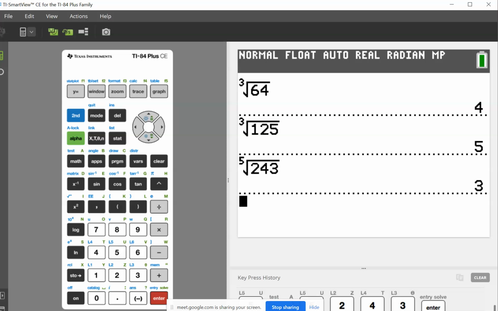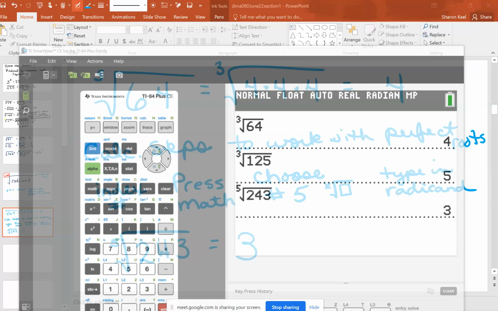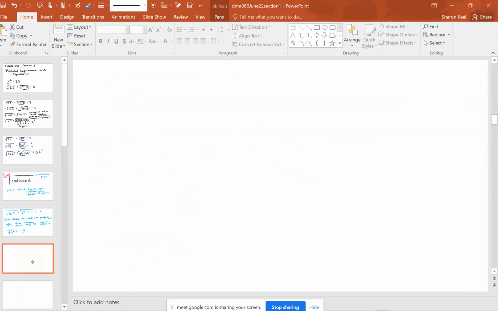That's one way you can go about doing it. Another way that I like to show you all to use, and I'll show you first with the perfect cubes. In section 1, we don't talk about simplifying ones that are not perfect, but I like to go ahead and introduce this now so that you're going to become comfortable with it. We'll do a few that are perfect roots first.